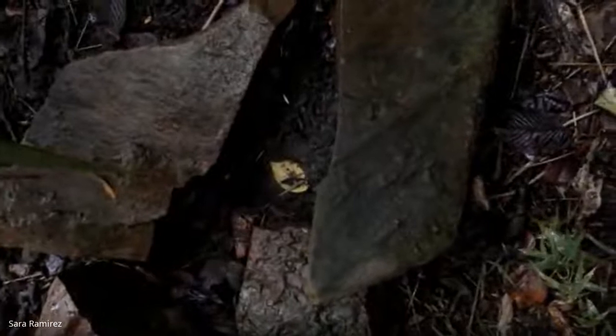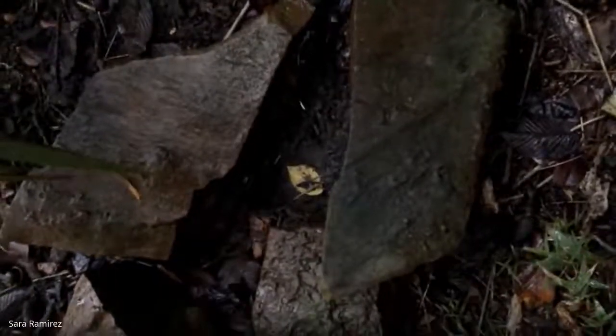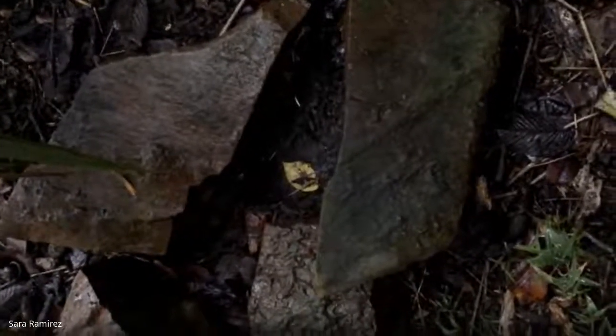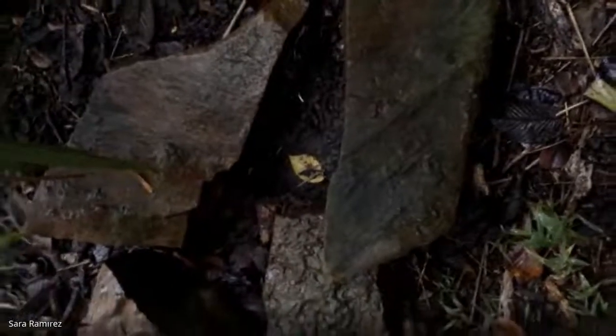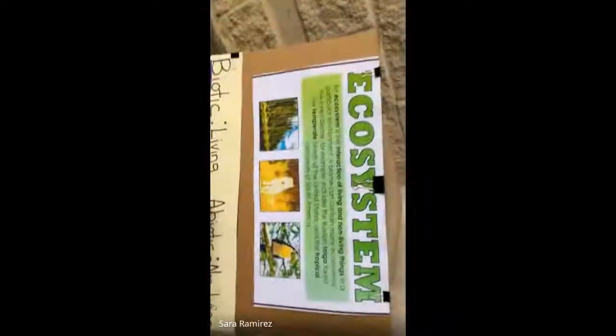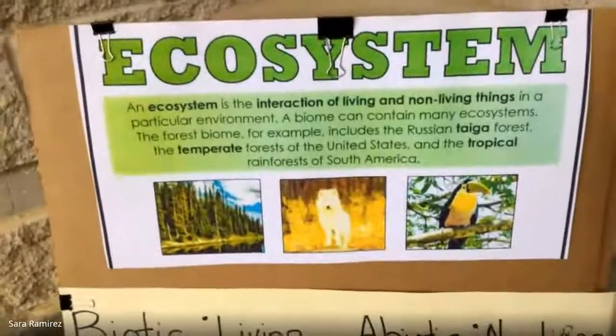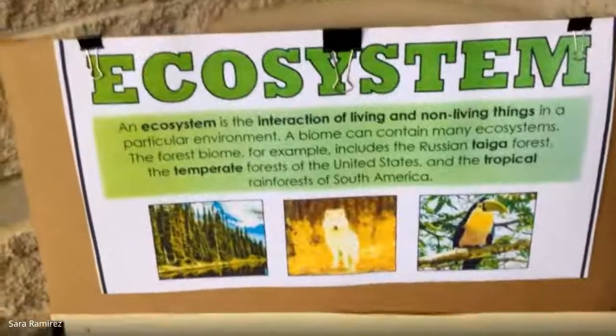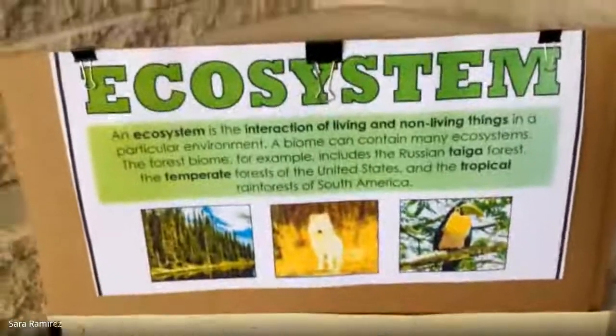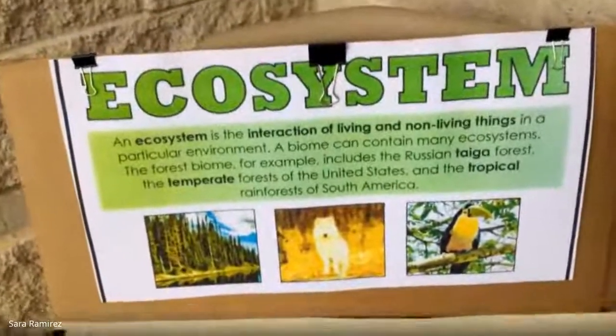Now, a habitat is simply the place where an animal lives. When we talk about the interactions between the species and the living and non-living aspects, then we start talking about an ecosystem. So let's look at this infographic. An ecosystem is the interaction of living and non-living things in a particular environment. And a biome can consist of many different ecosystems.